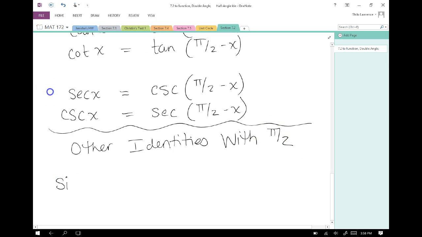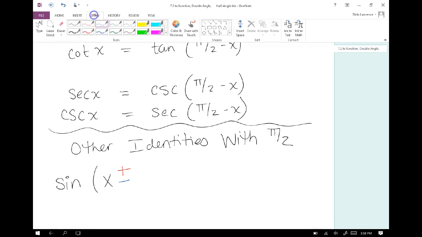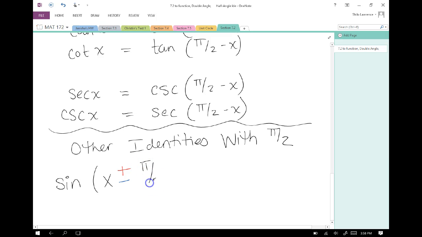So we could have the sine of x either plus or minus pi over 2. And I'm going to do these in two different colors. This could come out two different ways. I'm just either adding or subtracting inside of the angle. So back in section 1, we learned a sum or difference formula for sine. So I'm just going to use the sum and difference formula to expand this.